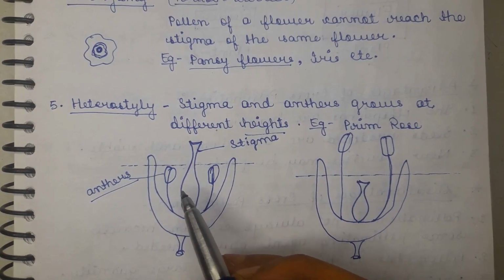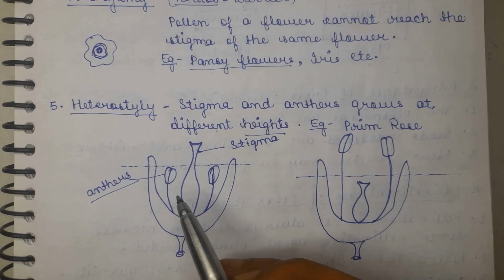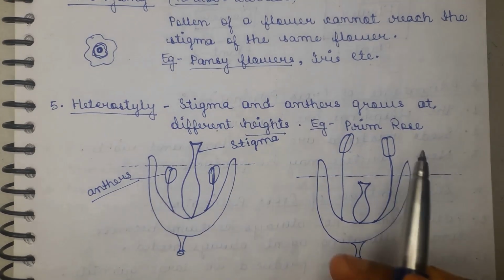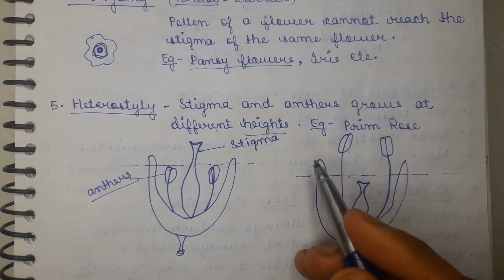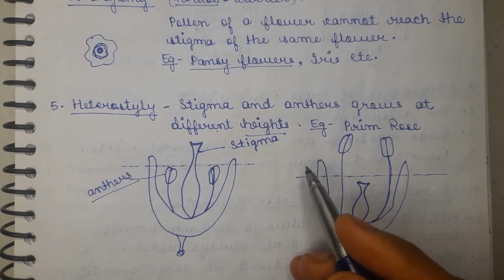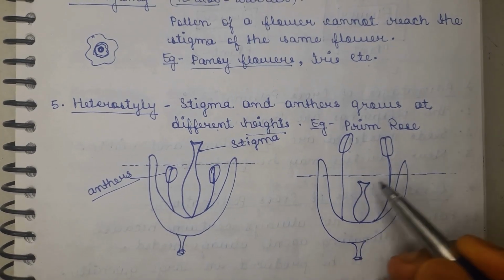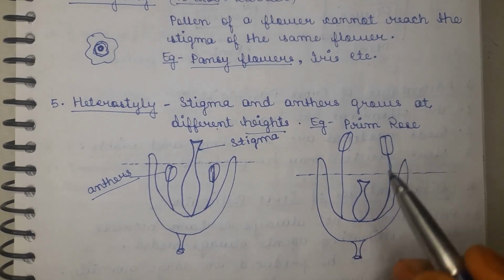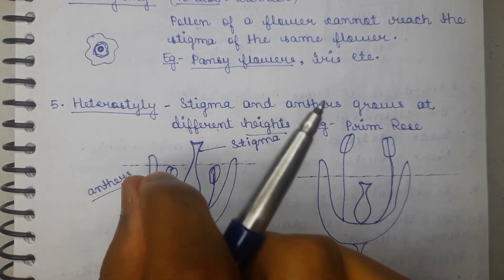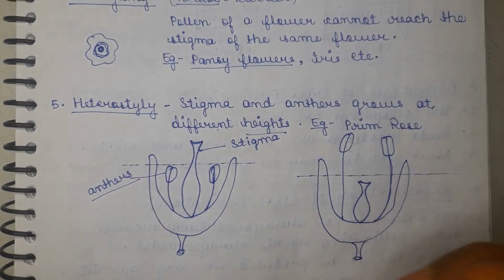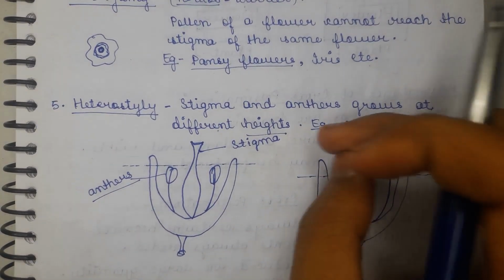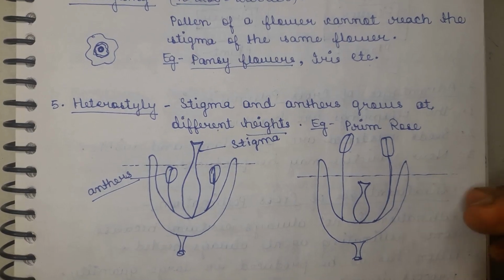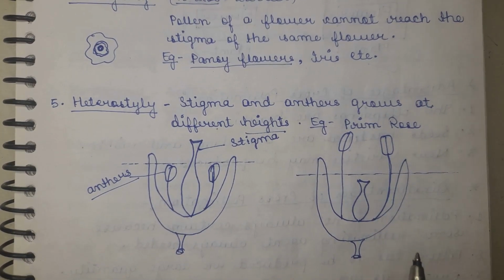So they do not favor self pollination, and they need to do cross pollination between different flowers of different plants of the same species. In the second diagram we see that the stigma is shorter than the anther. So heterostyly is basically the stigma and the anther growing at different heights. For that reason they can't do self pollination, and therefore they need to do cross pollination.